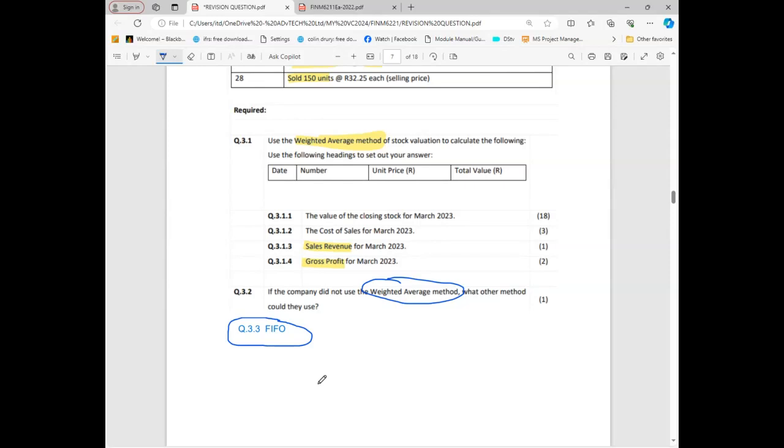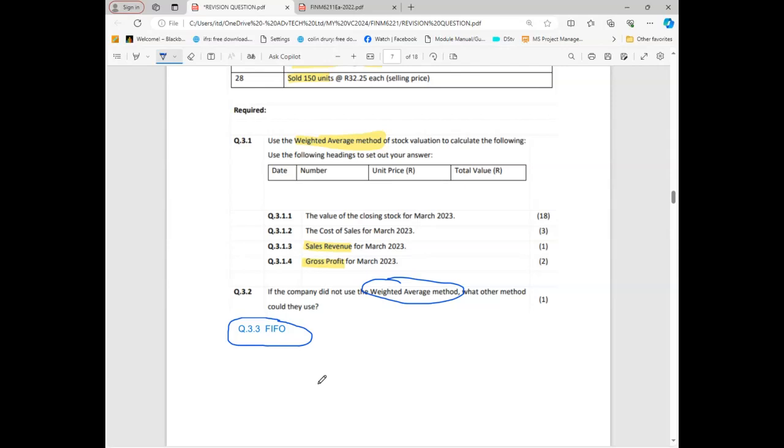FIFO? Yes, sir. First in, first out. Like yesterday, remember when we spoke about a loaf of bread? Remember what I said? I said usually as a businesswoman or man, you will try to sell the old stock first. Yes, sir. That's called first in, first out.